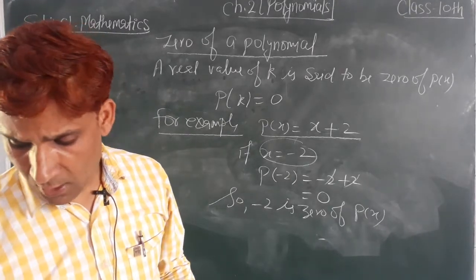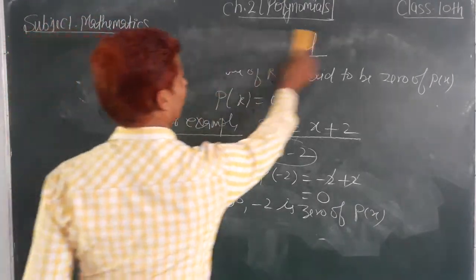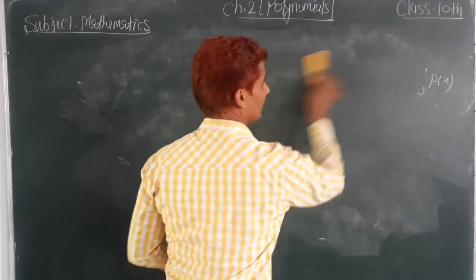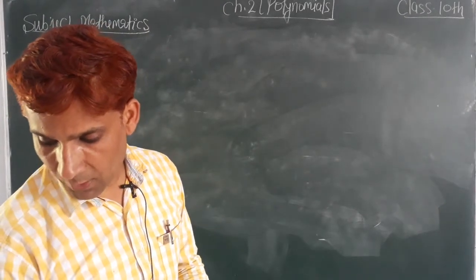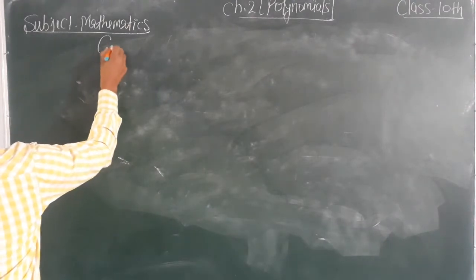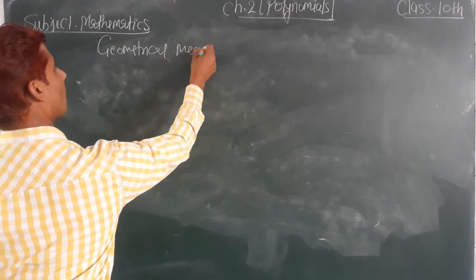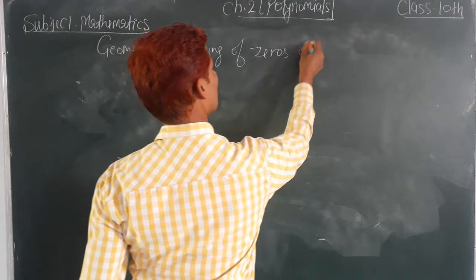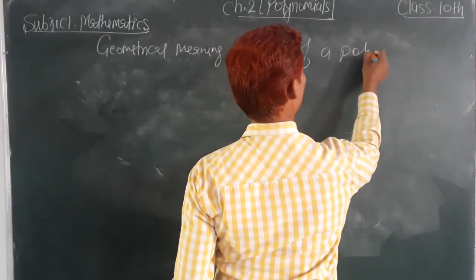Our next topic is geometrical meaning of the zeros of a polynomial. किसी पॉलिनोमियल के लिए जीरोस का क्या मीनिंग होगा, यहां देख लीजिए आप. Now, geometrical meaning of zeros of a polynomial.